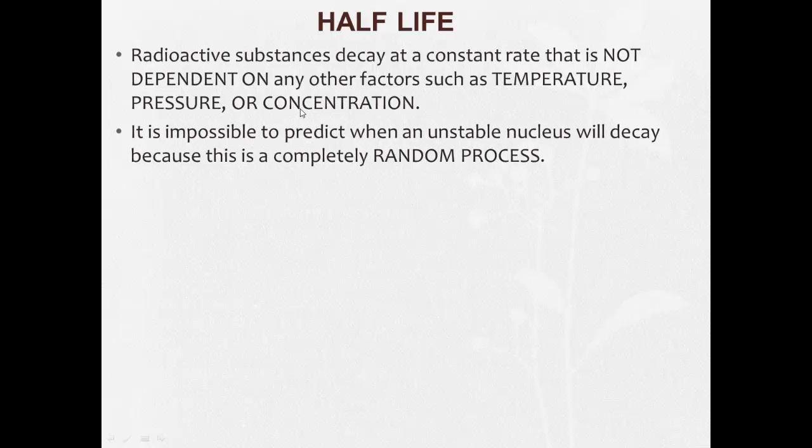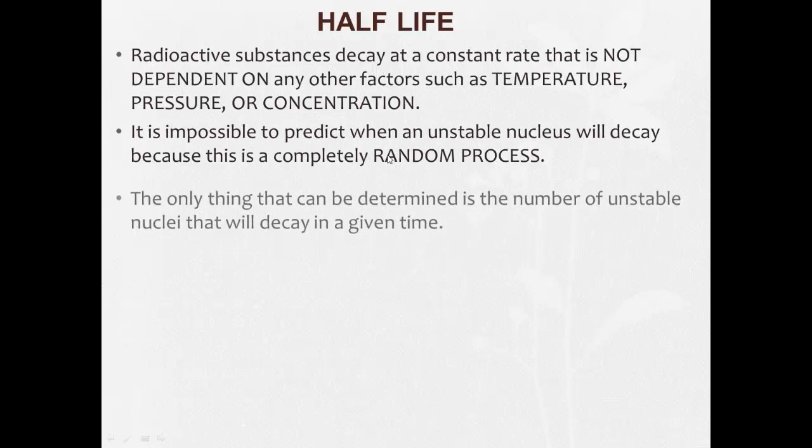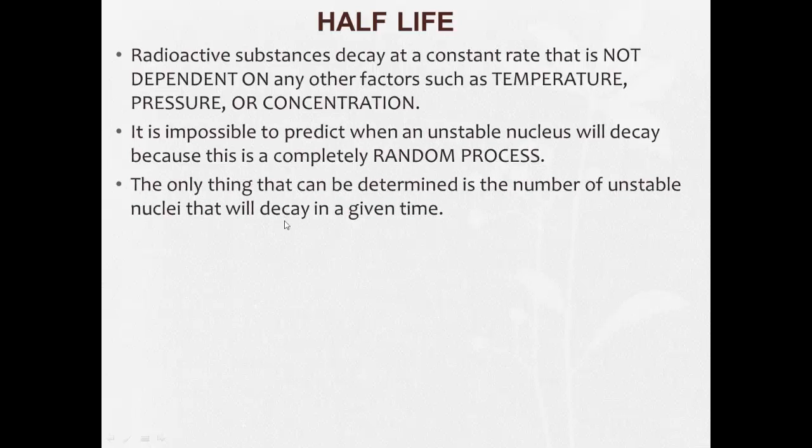Now, it's impossible to predict when a particular unstable nucleus will decay, because it's a random process. The only thing that can be determined is the number of unstable nuclei that will decay in a given time. So in a given time, you can say, out of these 1,000 unstable nuclei, 500 will decay, but there's no way to predict when any single one will decay.